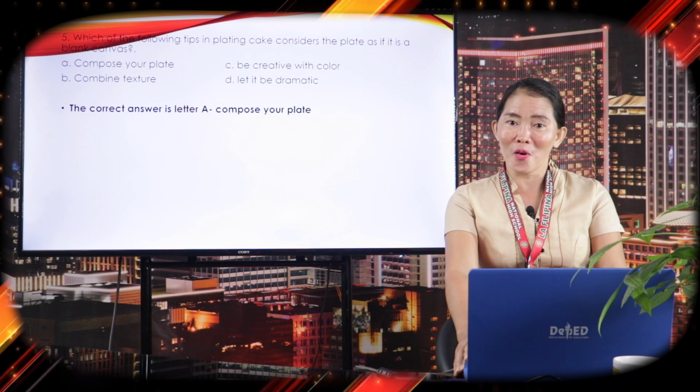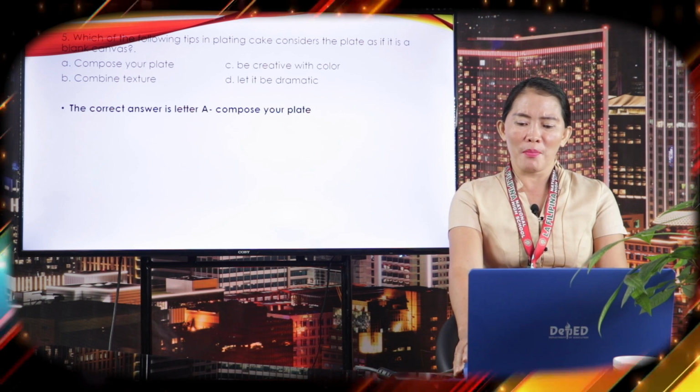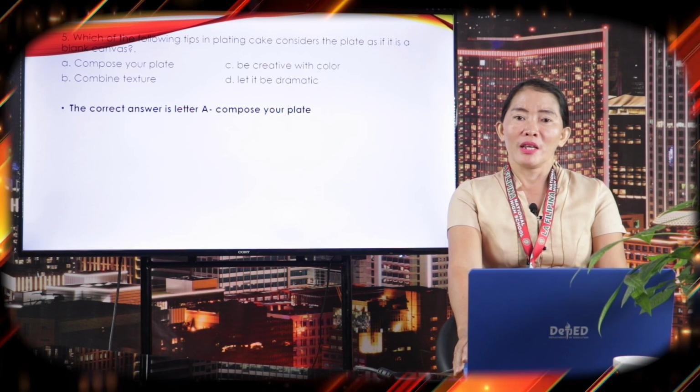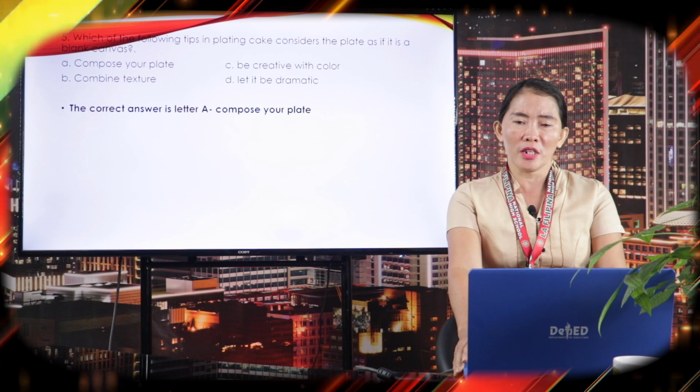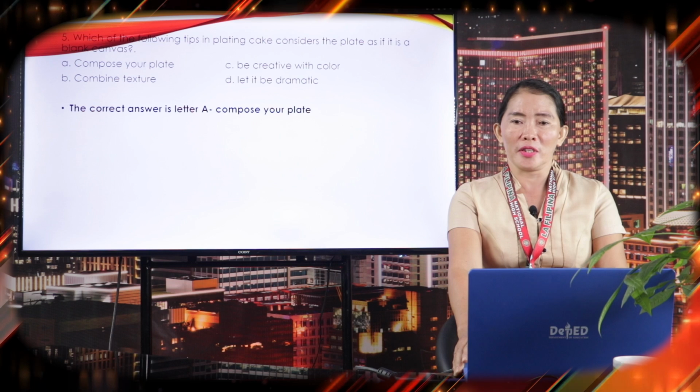Who got the perfect score? Congratulations! Those who love and planning to bake in the future, it is very important that we know the different types of fillings, frosting and/or icing, and of course, its application.